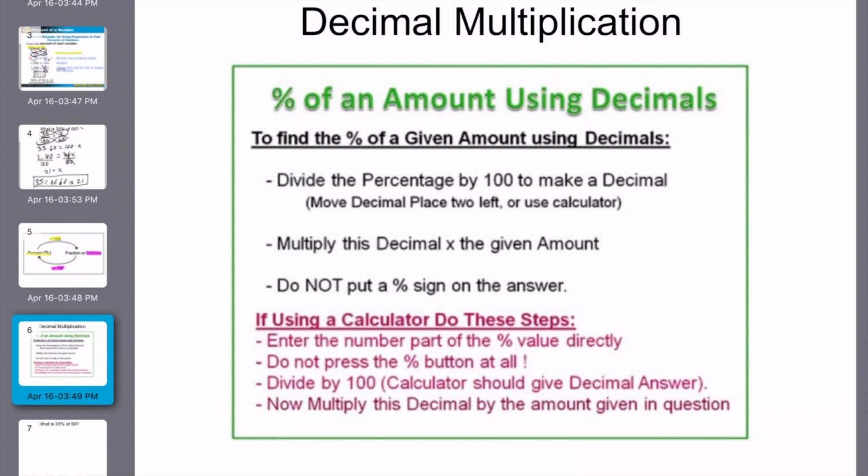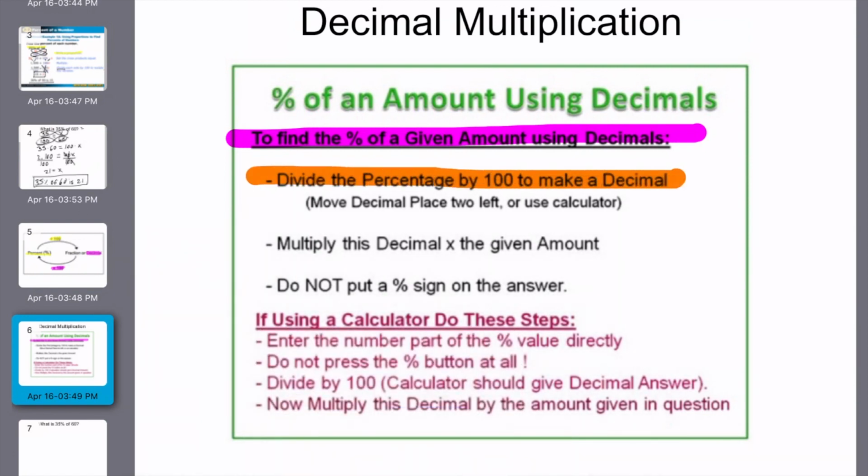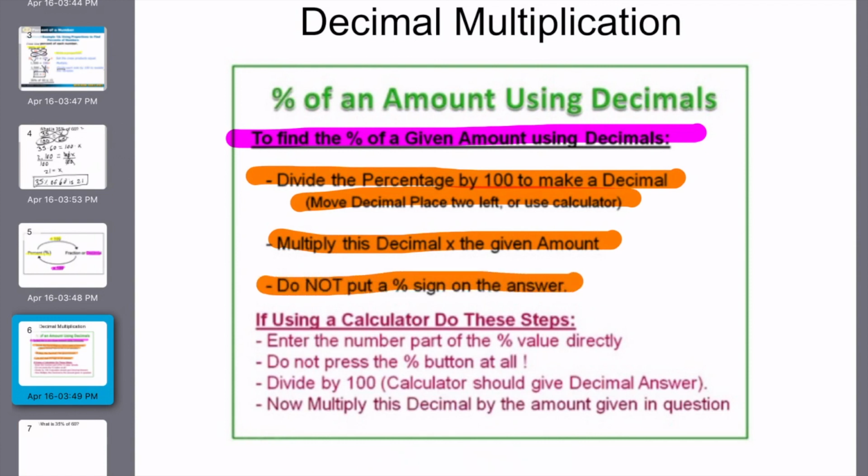Okay, but let's look at some steps of how I can multiply by a decimal with percentages. So to find the percentage of a given amount using decimals, the first thing I have to do is divide the percentage by 100 to make it a decimal, or I can move the decimal 2 places to the left. I then need to multiply this decimal times the given amount, and then I do not put a percentage sign on the answer. Okay, and they also have some nice steps here if you want to try to do this on a calculator. But let's go back to my original question.